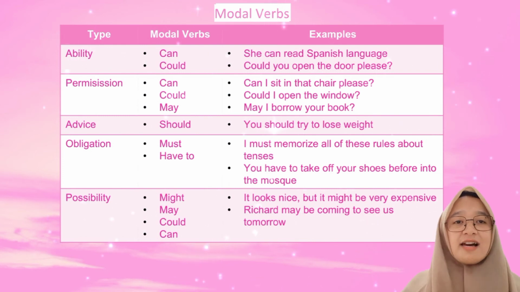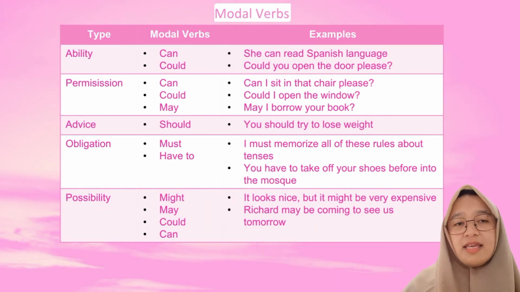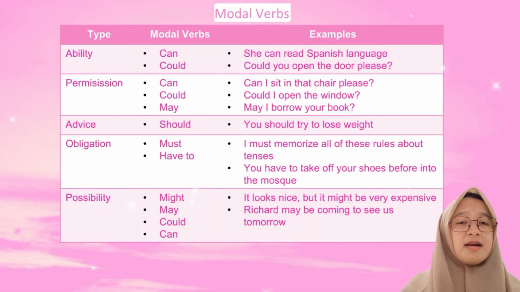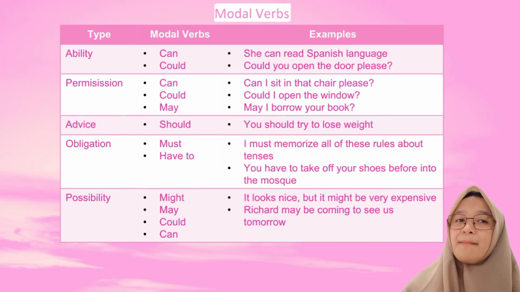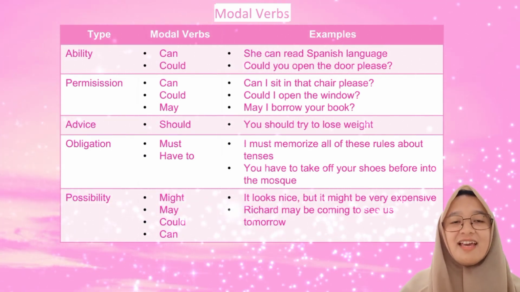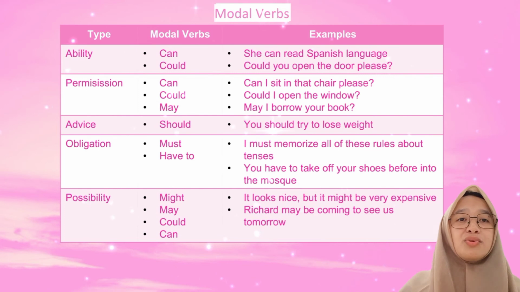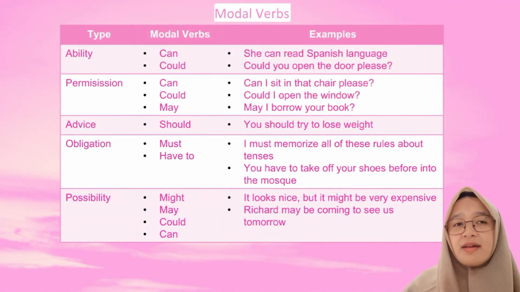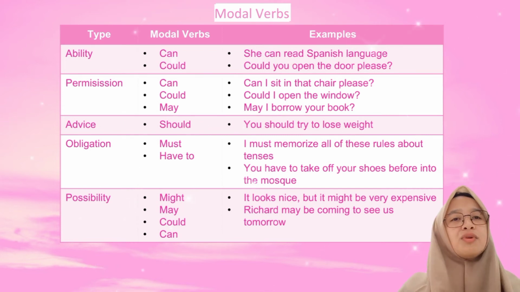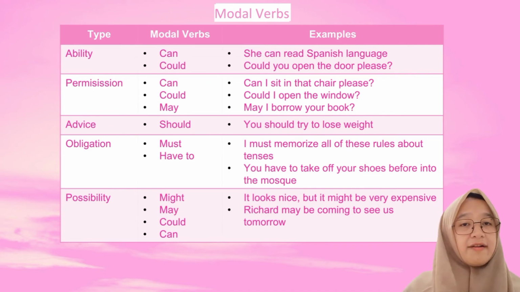Okay, the last type is possibility, and the modal verbs are might, may, could, and can. For example, it looks nice, but it might be very expensive. Or Richard may be coming to see us tomorrow. Okay, so that was my very condensed video on modal verbs.